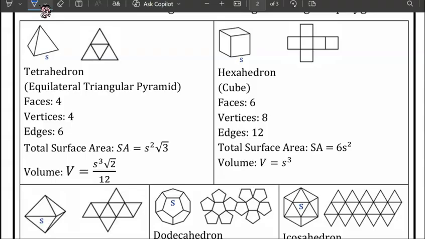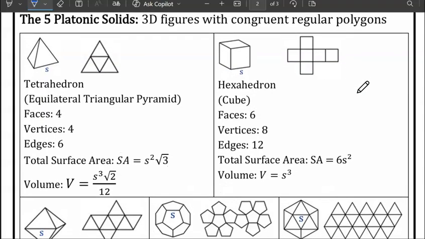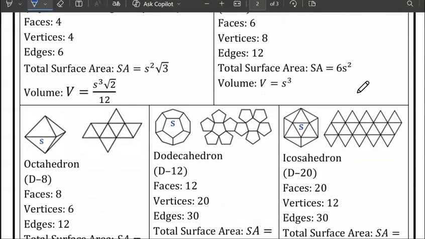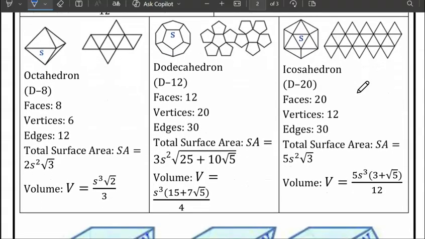Our next Platonic solid is the hexahedron, which is also known as a cube. 6 faces, 8 vertices, and 12 edges. We have the octahedron, also known as a D8, with 8 faces, 6 vertices, and 12 edges. We have the dodecahedron, which is a D12, 12 faces, 20 vertices, and 30 edges. And then lastly, we have the icosahedron, a D20, 20 faces, 12 vertices, and 30 edges.